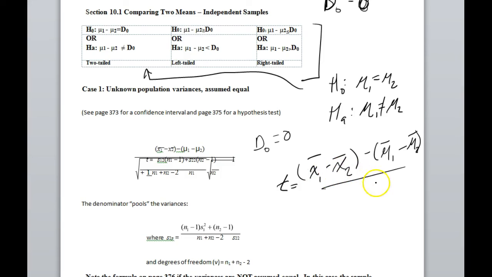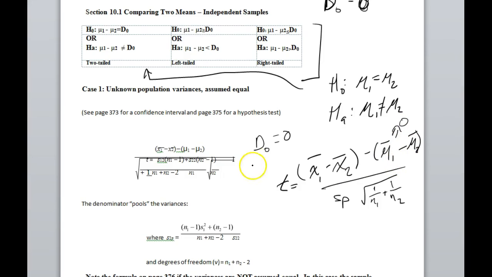bar minus x2 bar. Okay, and so then I'm just going to put sp here times the square root of n1 plus n2. Okay, so it's going to start to look like this. This might then just be 0, right? More than likely, that's what it's going to go to.